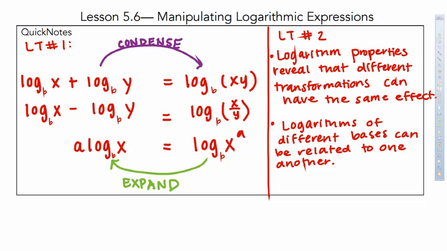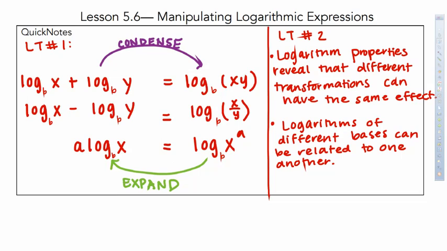Now, one thing you do need to notice, for every single one of these, the base is the same thing. The log base b of x plus the log base b of y, and the base is b over here as well. The log must match for you to use these rules.